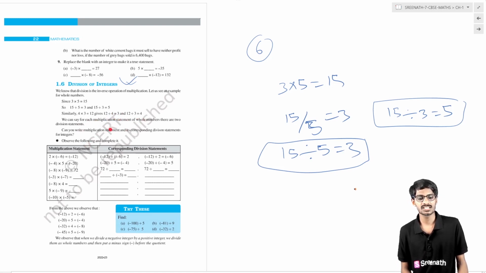We can say that for each multiplication statement of whole numbers, there are 2 division statements. Finally, what we can conclude is that this is the multiplication statement.